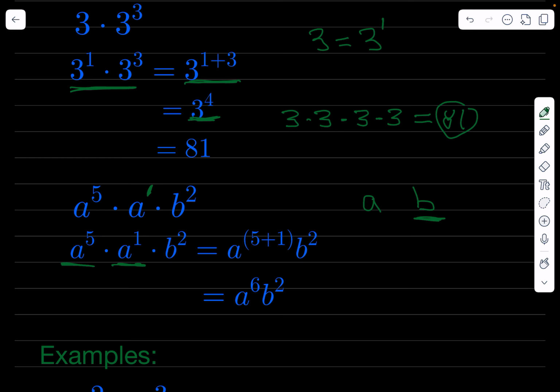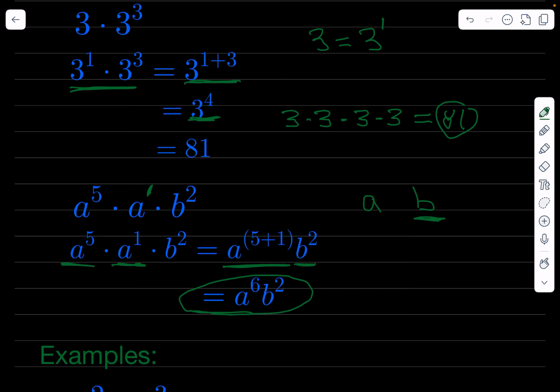And b to the second, which is equal to a to the 5 plus 1 and b squared. 5 plus 1 is 6, and so our answer is a to the 6, b squared.